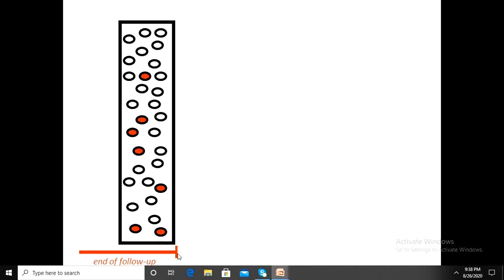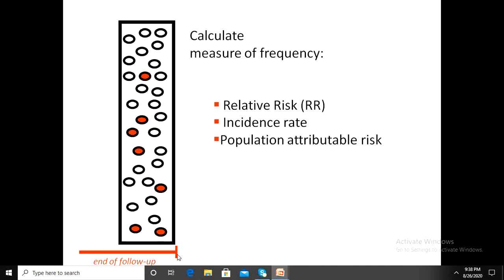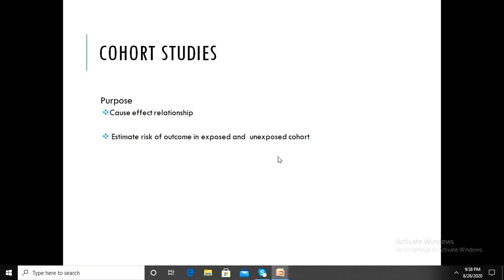At this time, the researcher wants to finish the cohort study. And now he will calculate the measure of association. He can calculate the incidence rate in the population, meaning the number of cases which have occurred in the susceptible population. He can calculate relative risk, and he can also calculate the population attributable risk, which we will be discussing shortly. Fine. So this is the sequence of events which occurs in the cohort study.